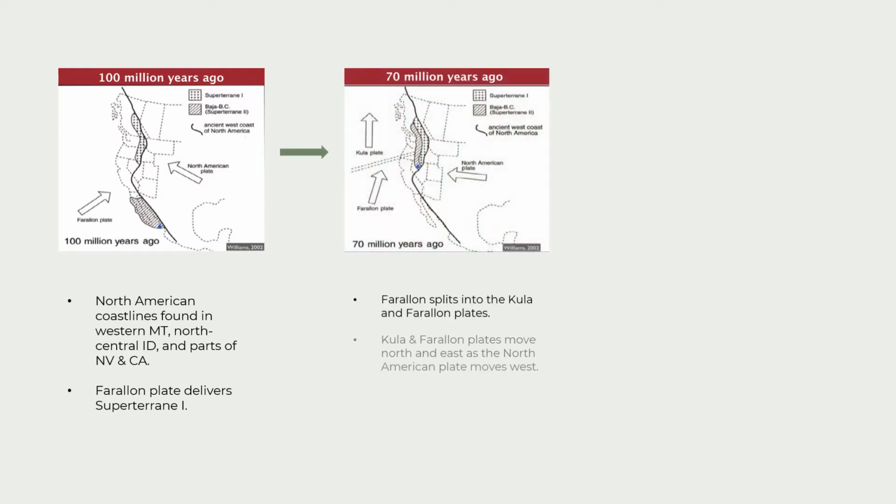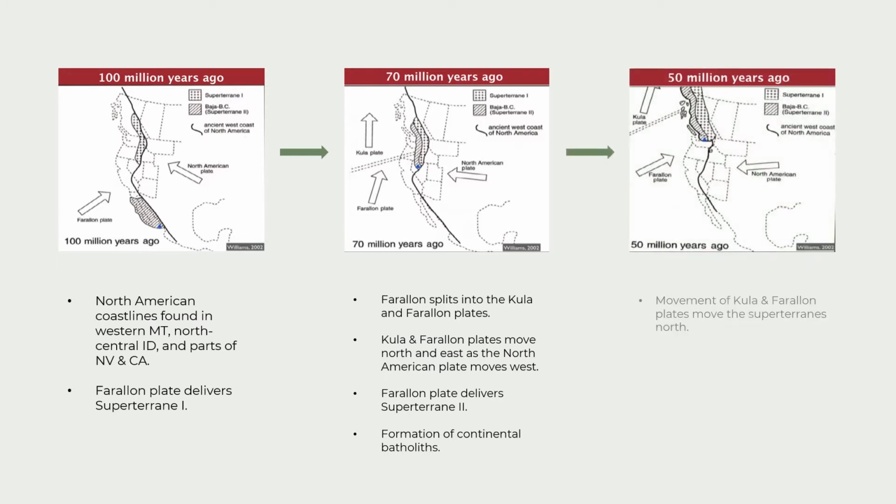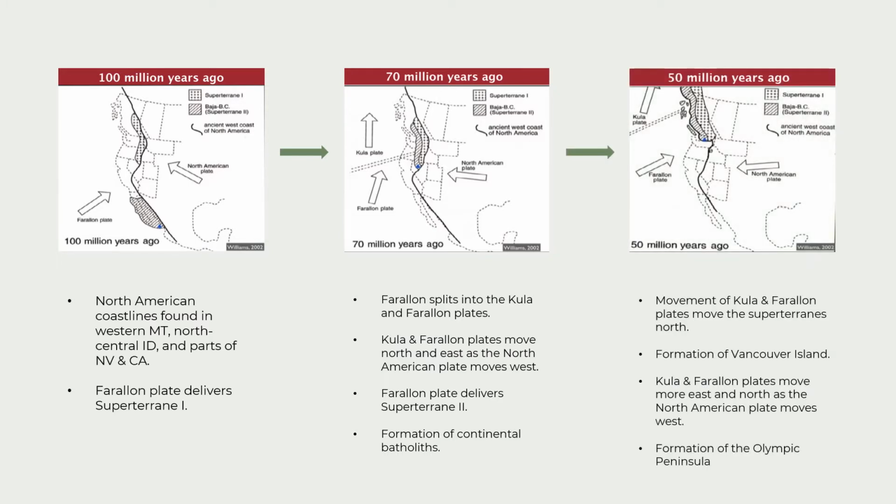At 70 million years, the large Farallon Plate split into the smaller Farallon and Kula plates and began to move north. The larger, less dense North American Plate forced the smaller plates to subduct under it as it continued west. This ultimately led to the delivery of Superterrane 2, formation of the Cascade Mountain Range, and uplift of the Rocky Mountains.